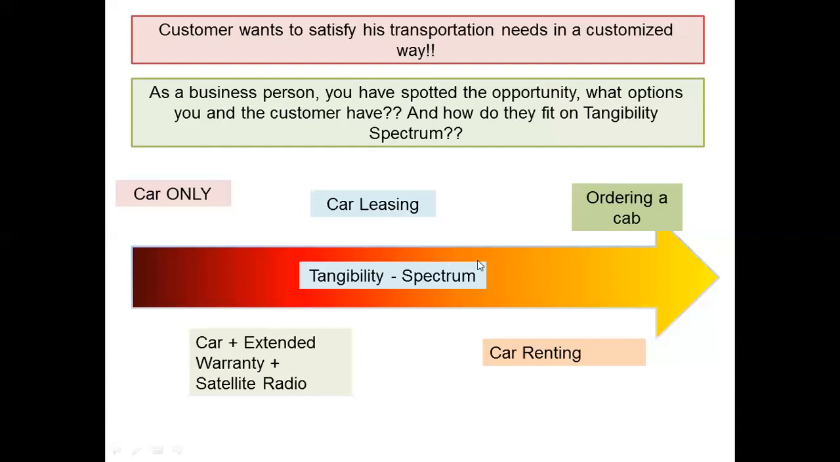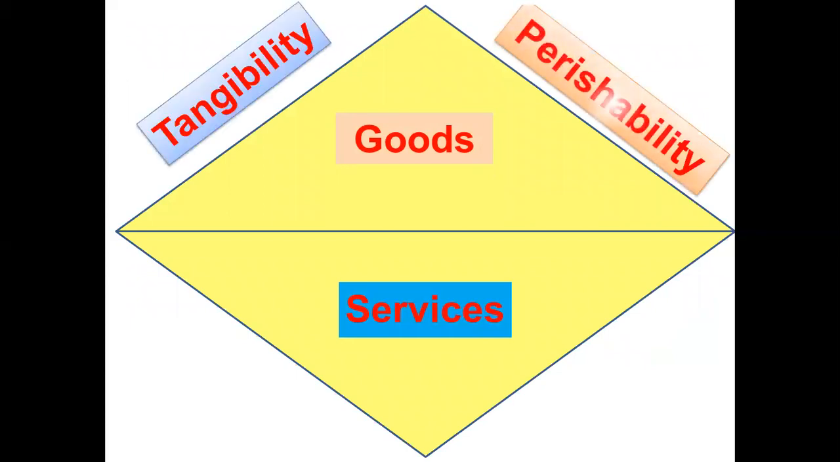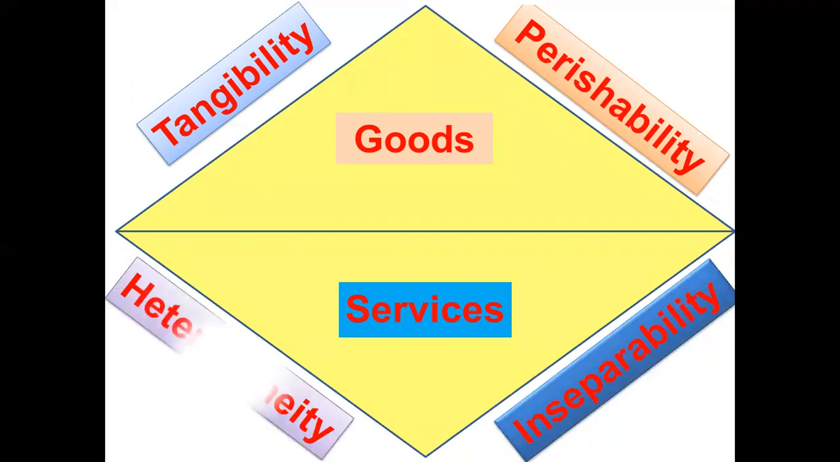So tangibility is not the only feature which can help us distinguish between the service and good. There are three other distinguishing features that can help us to differentiate between goods and services. They are tangibility that we have already seen, perishability, inseparability, and last but not the least, heterogeneity. So let's look at them one by one.